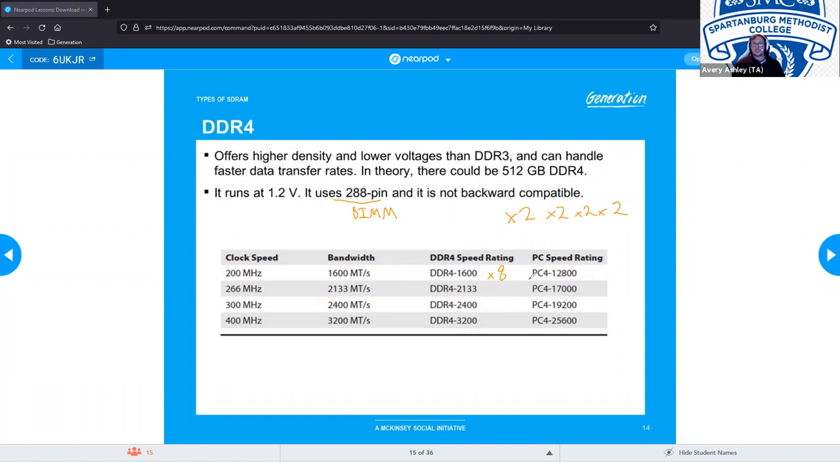And how do we know that this is a generation 4 module? Alan, you looked like you wanted to say it. Because it has a 4 next to the PC. C4, exactly. C4, it's going to be generation 4.